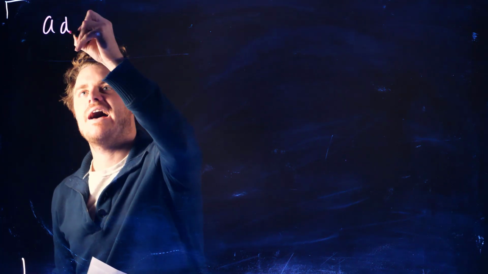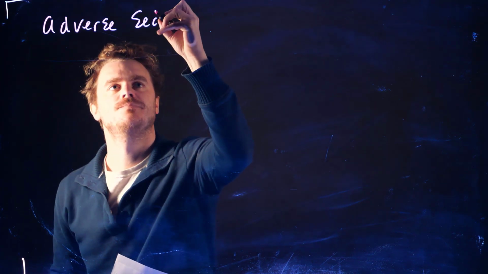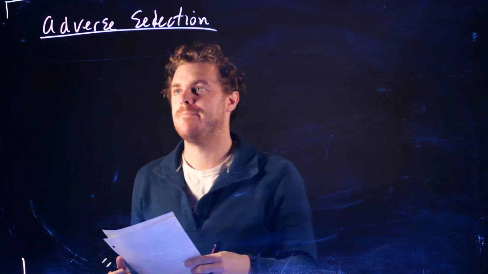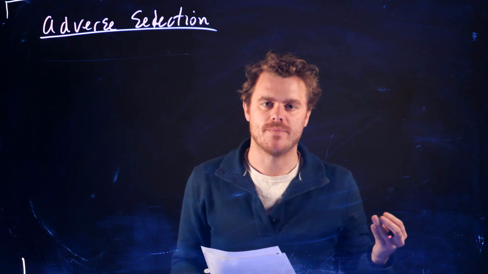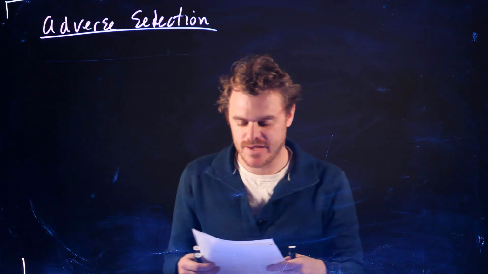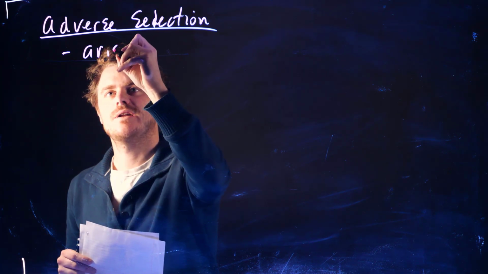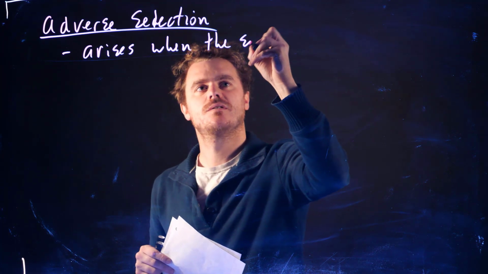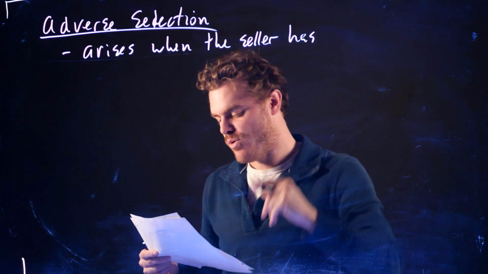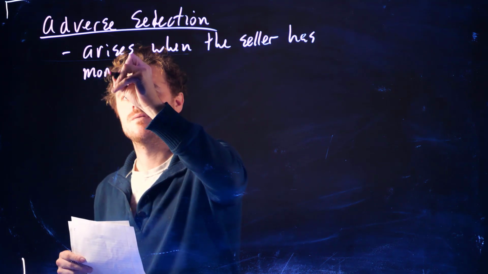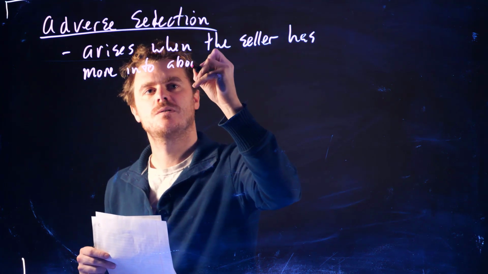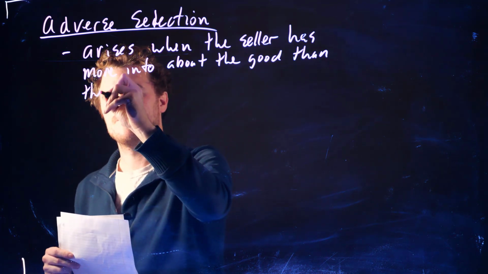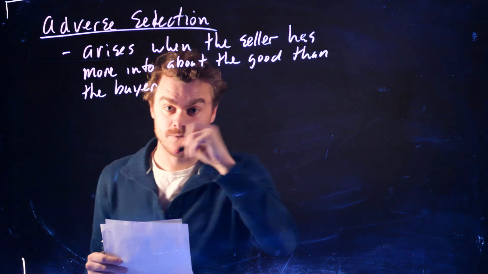All right, so moving on to adverse selection. This is about when one party knows more about the characteristics of the good than the other. In the situations that we're looking at, this arises when the seller has more information about the good than the buyer. And we can think of lots of cases where this is going to be true, right?